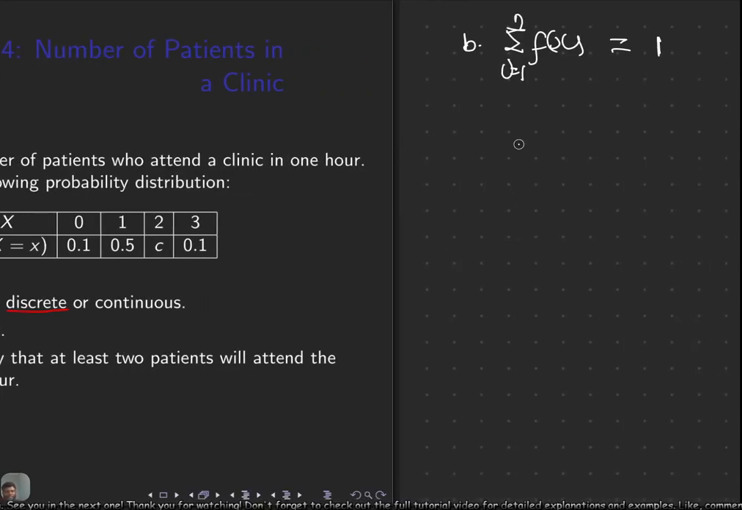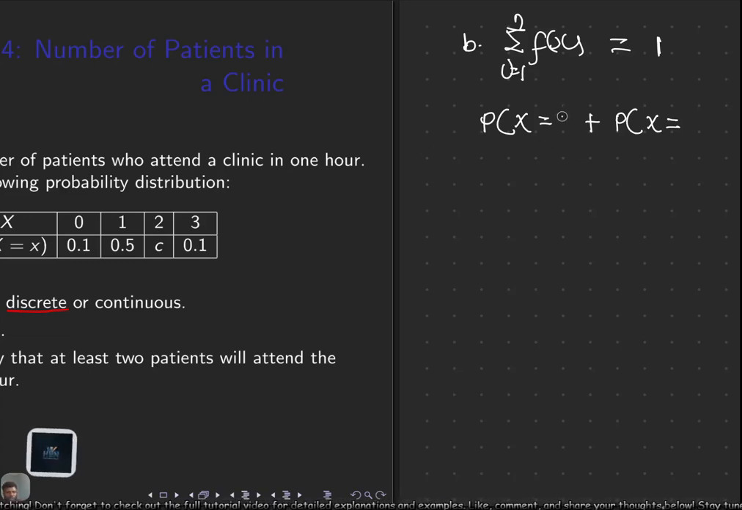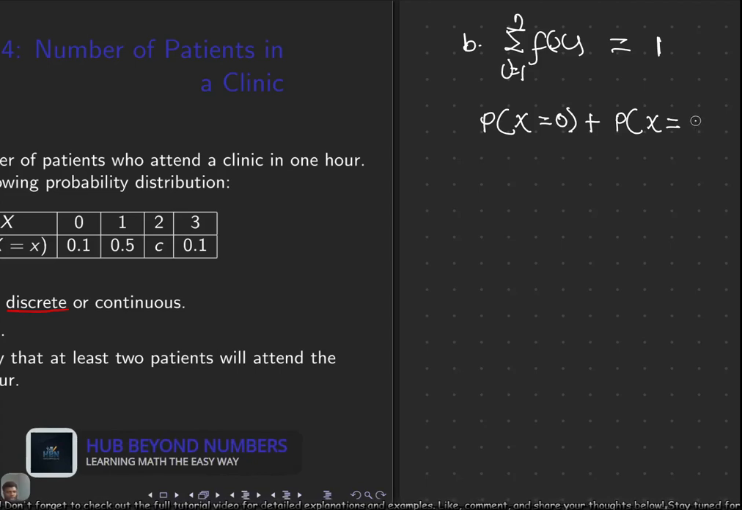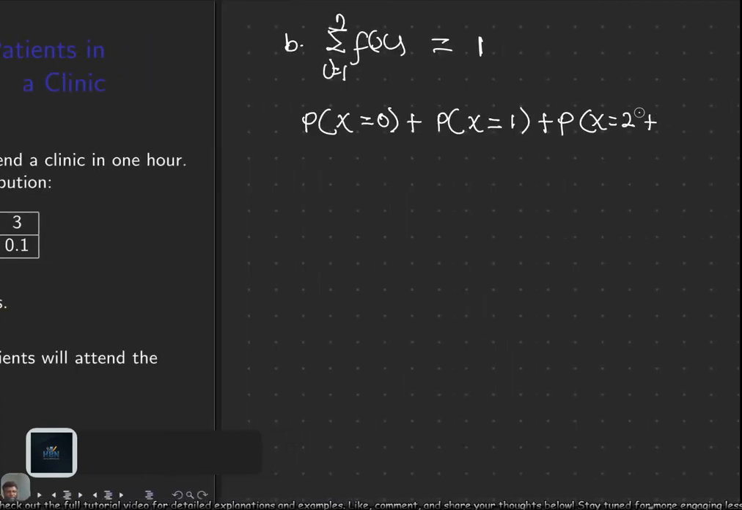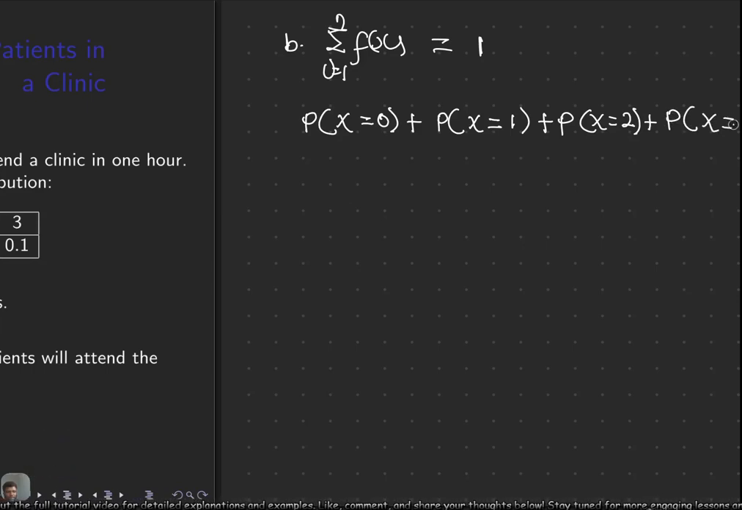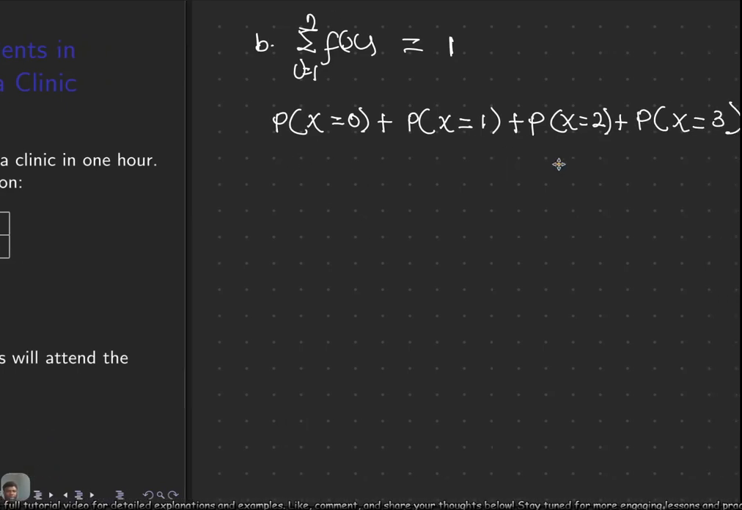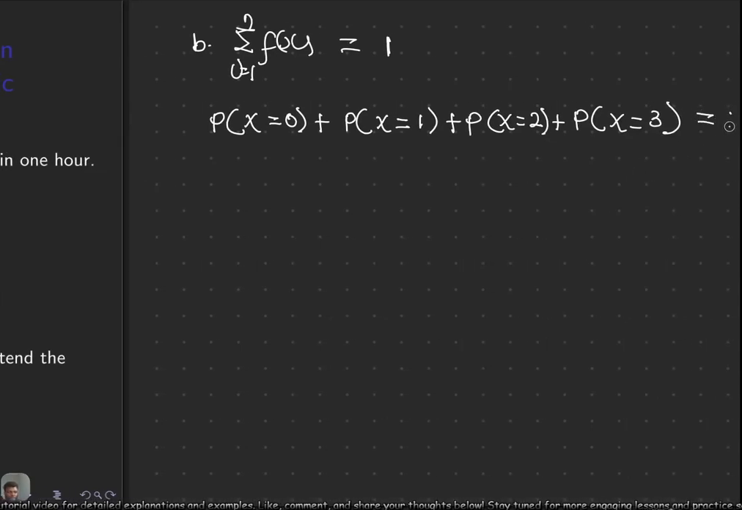So what it means is the probability of X equals 0, since it actually starts from 0, let me clean this here and start all over from 0. So the probability of X equals 0, plus X equals 1, plus X equals 2, plus X equals 3. If we sum all these up, we are supposed to get the value 1.